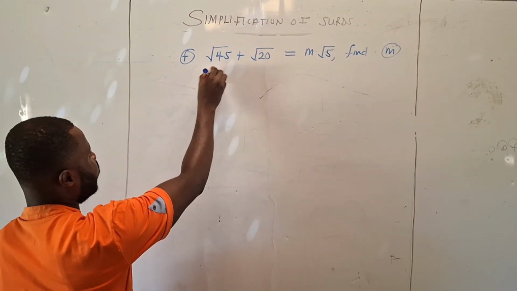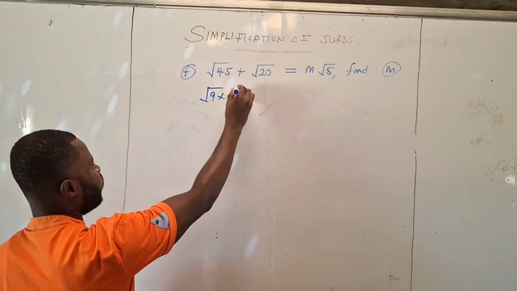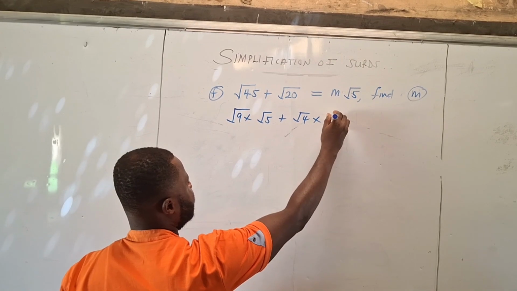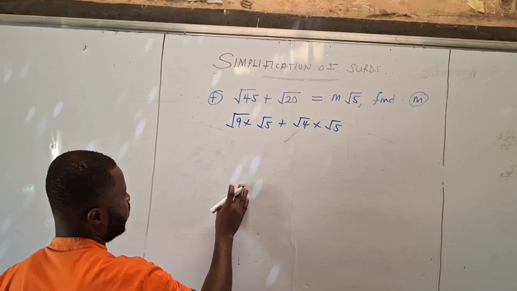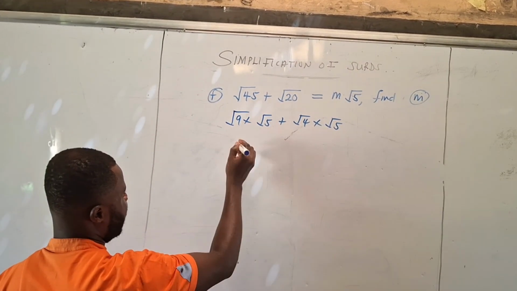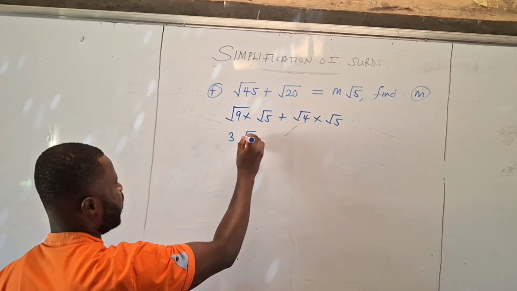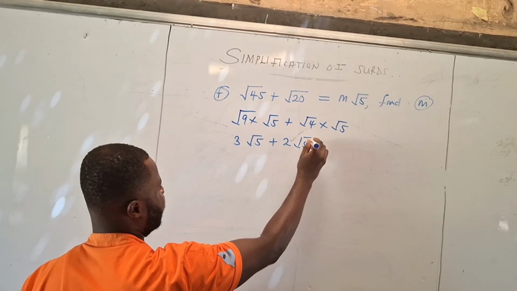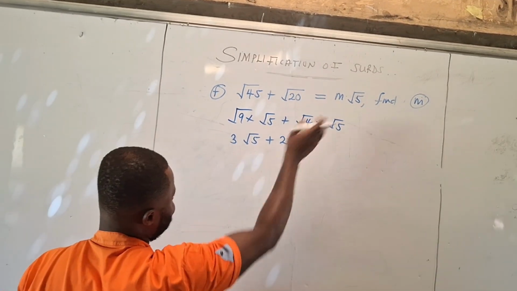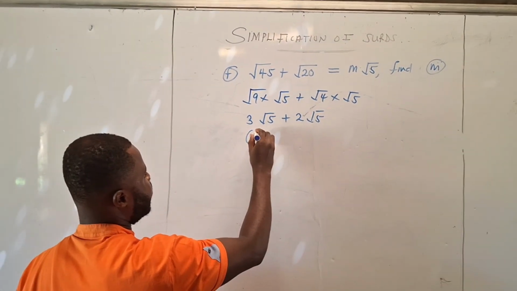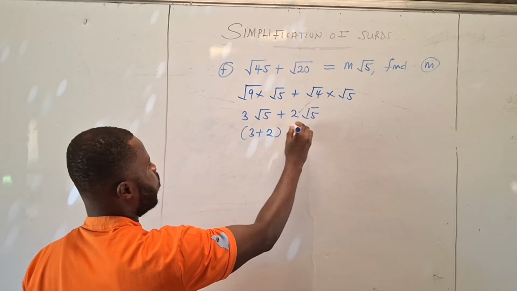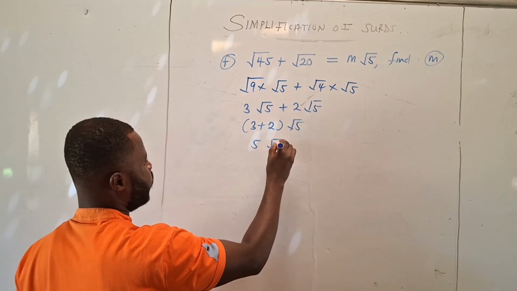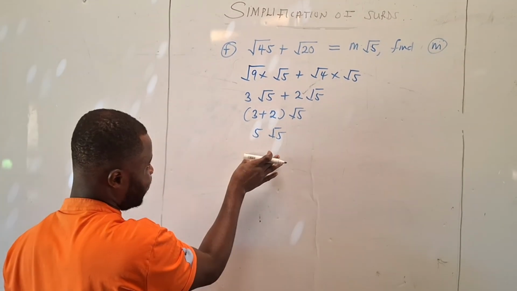So this one will give us root 9 times root 5, plus this one will also give us root 4 times root 5. So the square root of 9 is 3, so this one will be 3 root 5 plus 2 root 5. So you can see we are on track, because we are getting things with root 5. Now, simple addition: 3 plus 2, all root 5. So now we have the final answer, 5 root 5. Yes, so we have gotten something with root 5.